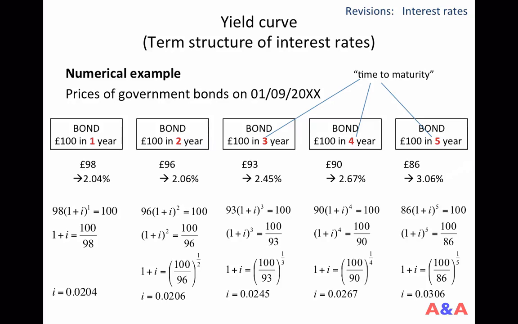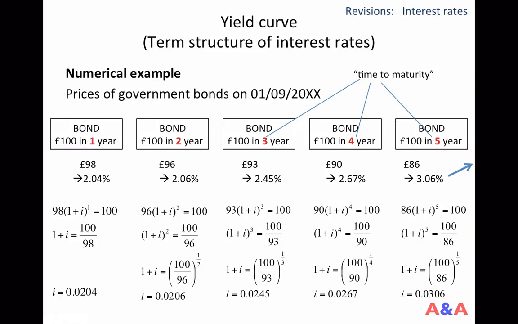As you can see in this example, annual interest rates implied by 1-year, 2-year, 3-year, 4-year, and 5-year bond prices are moderately upward, or moderately increasing, in time to maturity. These 5 numbers are the term structure of interest rates in this numerical example. So the term structure of interest rates is the implied annual interest rates as a function of time to maturity.